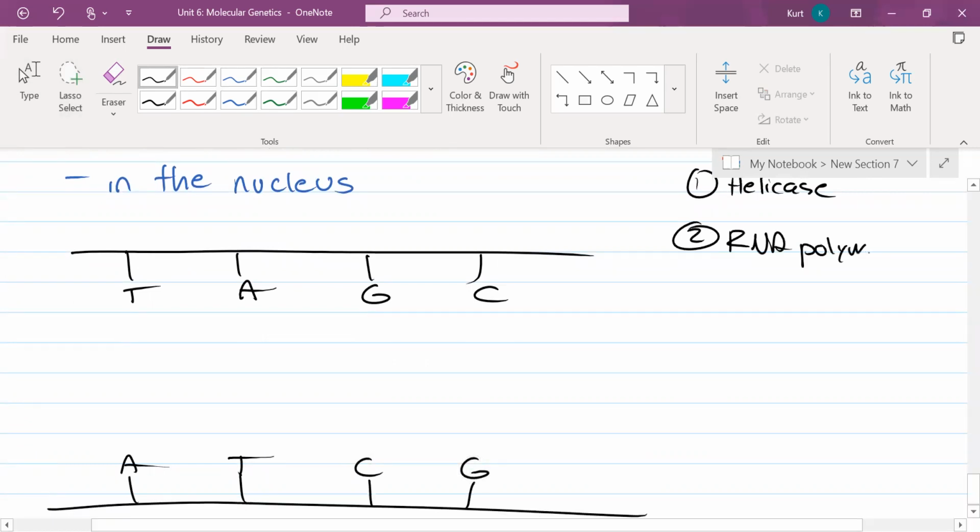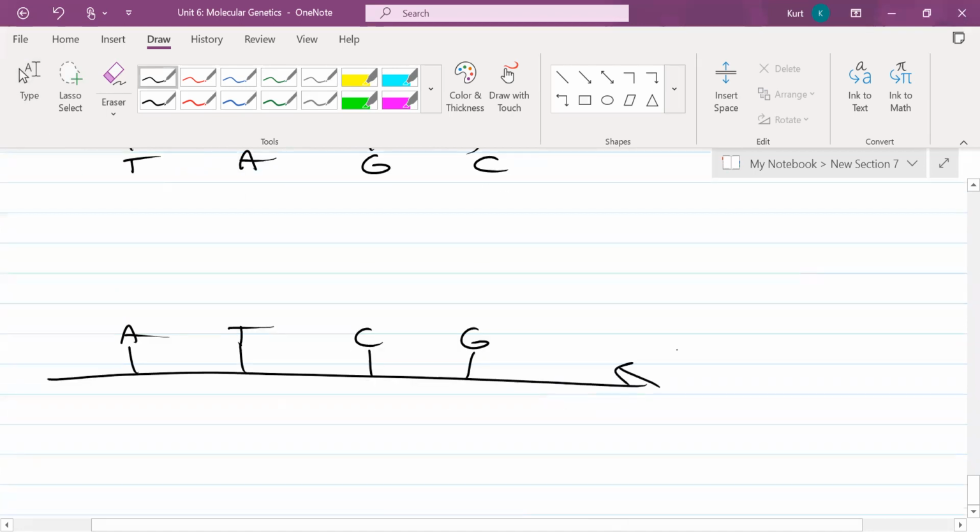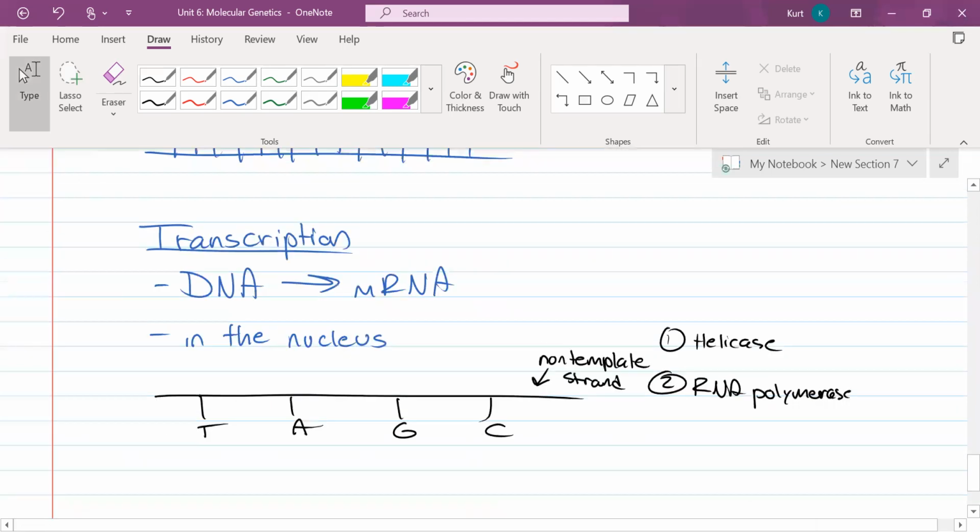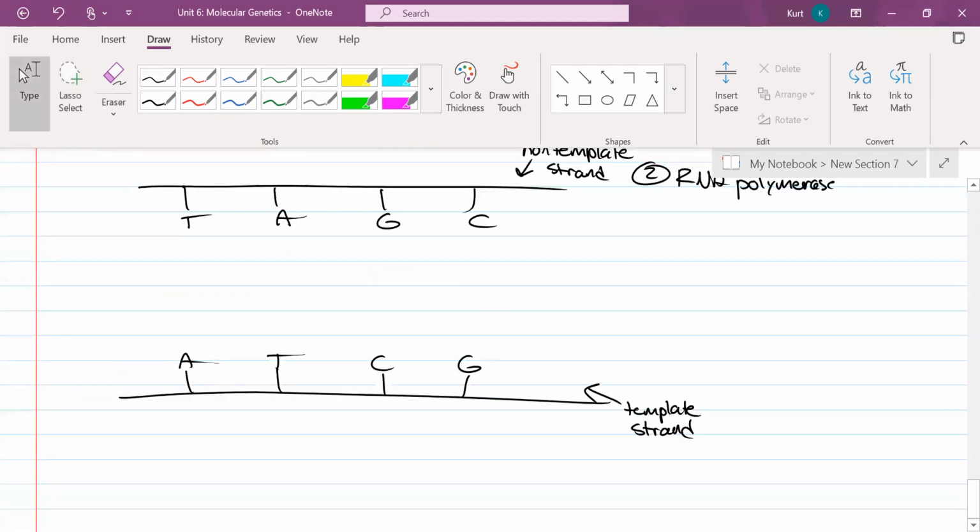Now, there's 2 strands here, everybody, and there's only one you're going to copy. So here's what I'm going to tell you. This strand on the top, we're going to call the non-template strand. So is RNA polymerase going to use this one? No. That one's not going to be a factor. This one down here, we're going to call our template strand. This is the one that we are going to make complements for. And so the next enzyme is RNA polymerase.